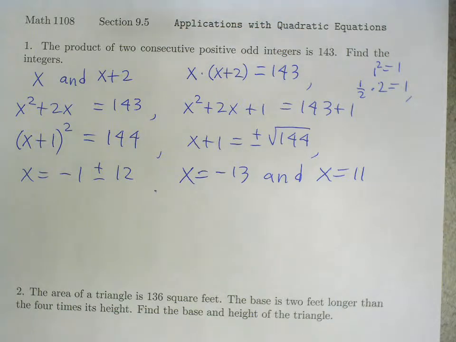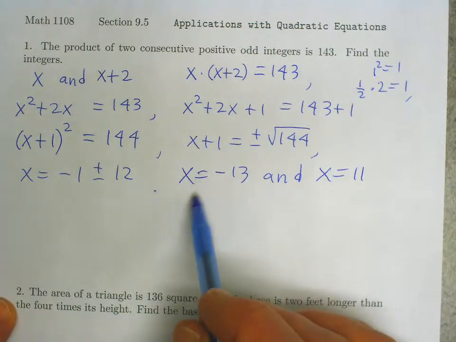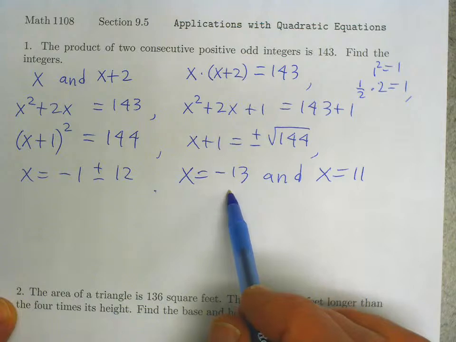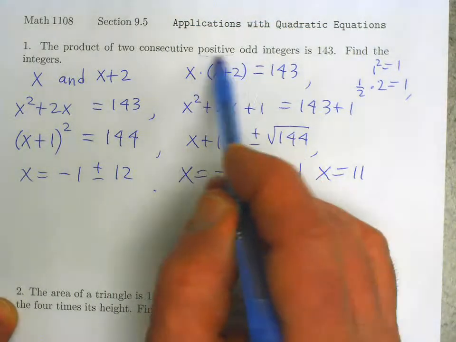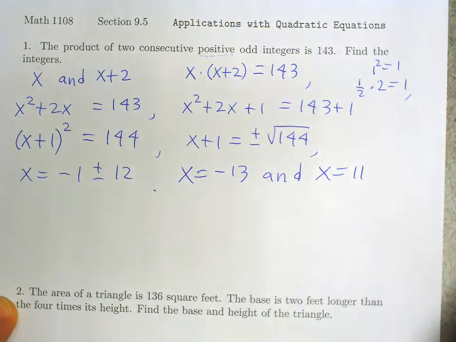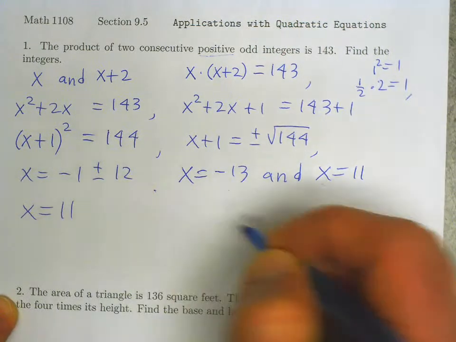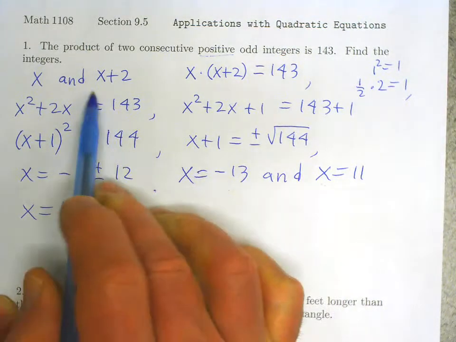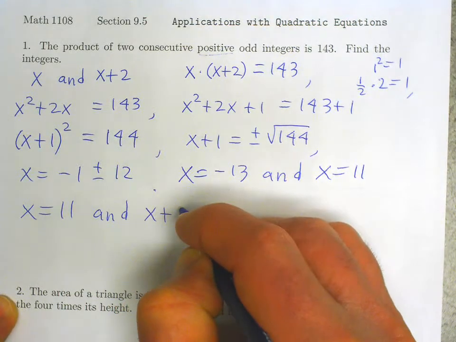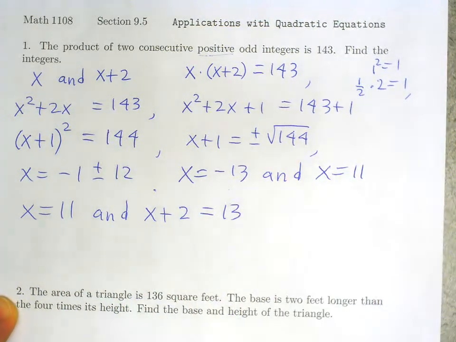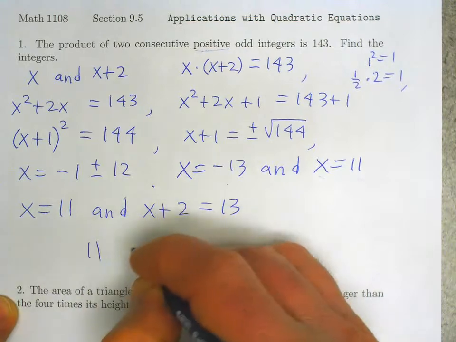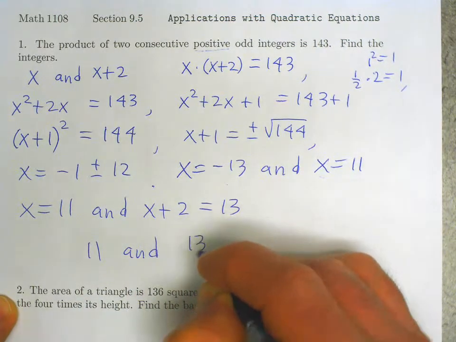We want to find two consecutive odd integers that are both positive. So that means we're not going to use the negative solution because it's only asking for positive odd integers that are consecutive. So x equals 11 is one of the numbers, and the other number, x plus 2, is 13. So 11 and 13 are the two integers that we're trying to find.